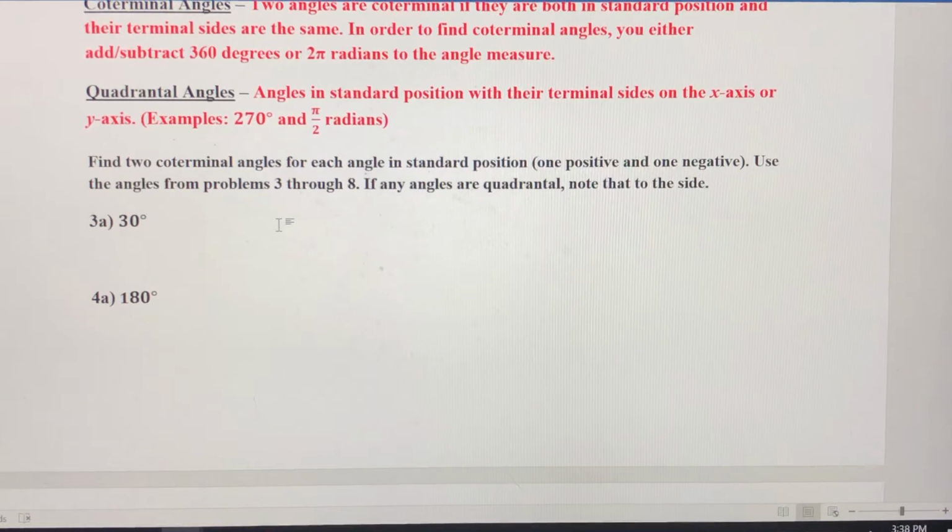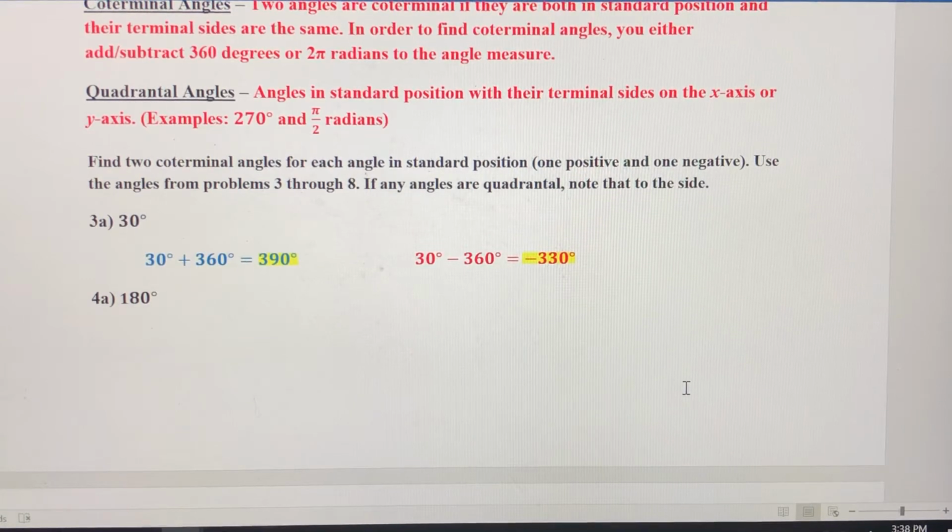So first thing, we can add 360 degrees. So 30 degrees has the same terminal side as 390 degrees. Now let's subtract 360 to find a negative one. So 30 degrees minus 360 is negative 330. So all three of these angles, 30 degrees, 390 degrees, and negative 330 degrees, would all have the same terminal side. So they're going to be in the same exact location in the coordinate plane.